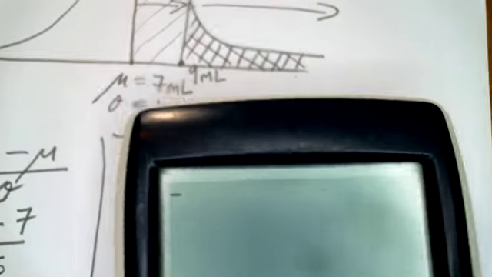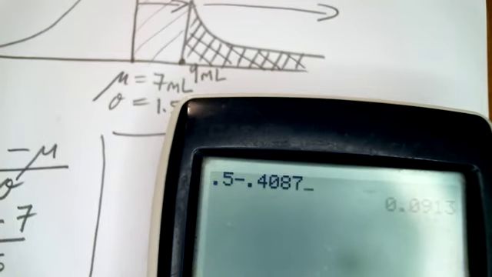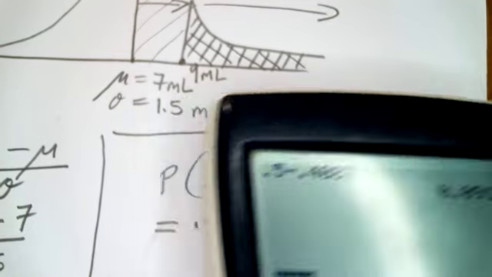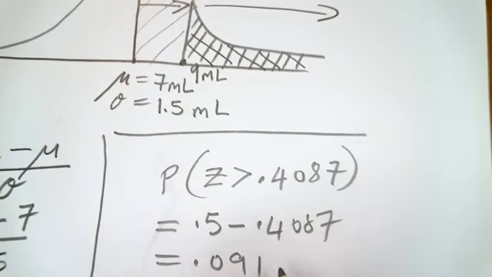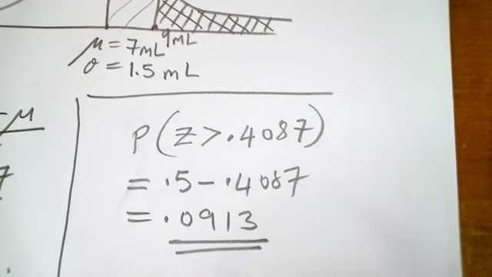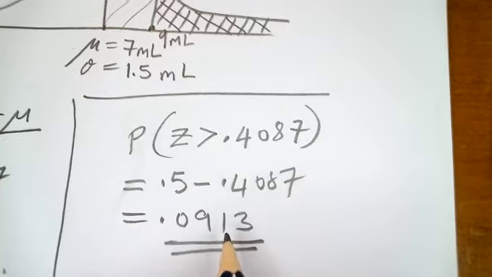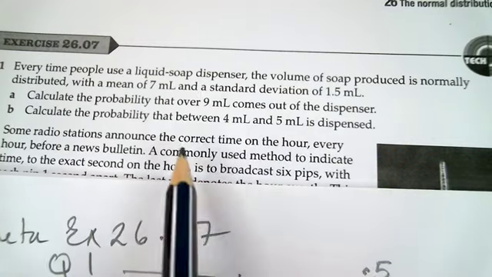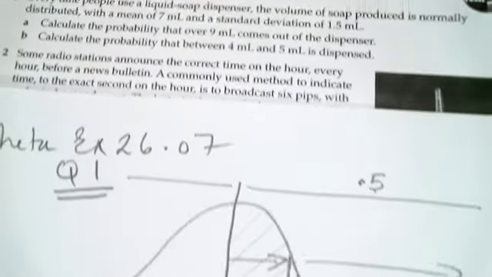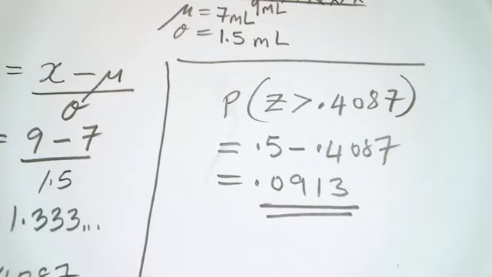So 0.4087, so I'm going to take my 0.5, subtract my 0.4087, and I get 0.0913, or if you like, 9.13%. So in other words, and you want to put a sentence here, I'm not going to do that, I'll let you do that, but you want to say the probability that, what was the question? Let's have a look. Yeah, the probability that over 9 milliliters comes out of the dispenser will be 0.0913. And that is the answer.